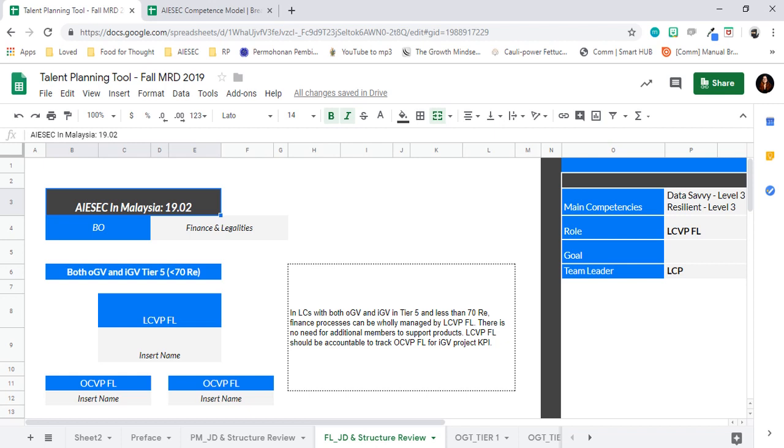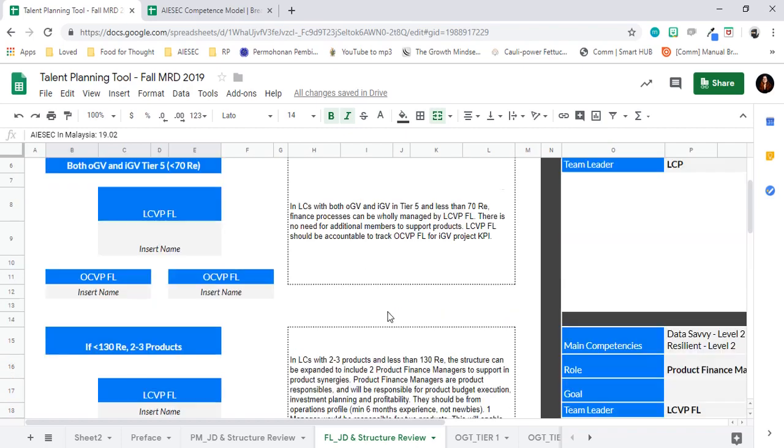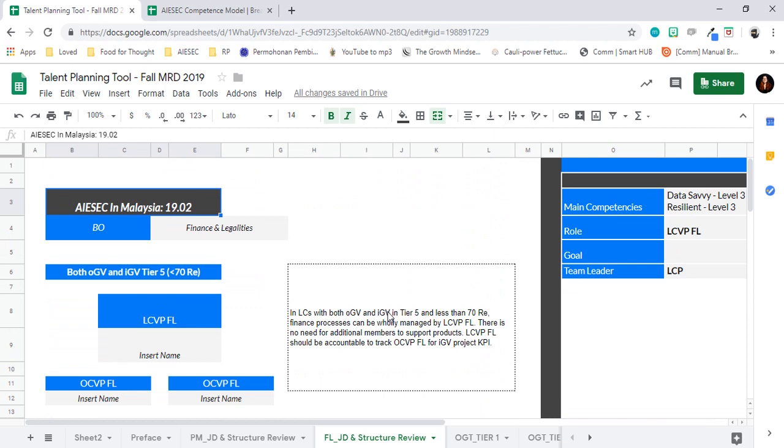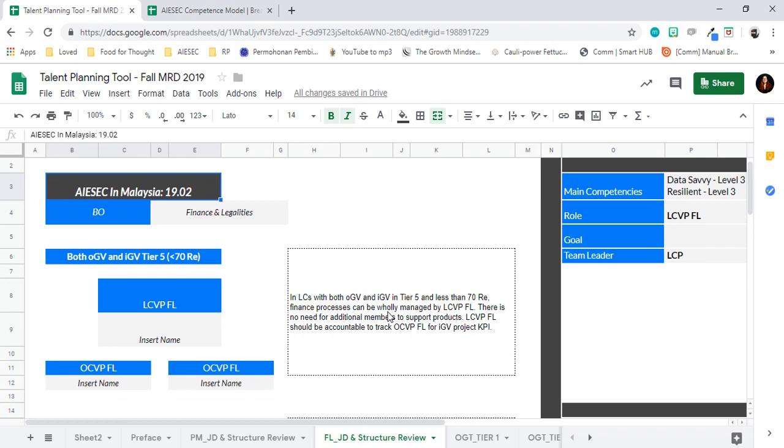I'm recording this video to explain the thought process about the talent planning for the FL department itself. If you look into it, it's actually very simple. There are only three different structures proposed, based on the reality or the situation your LC is in. So let's take it one by one, okay? Before I go into the structure, I'll talk about the VPFL role itself.